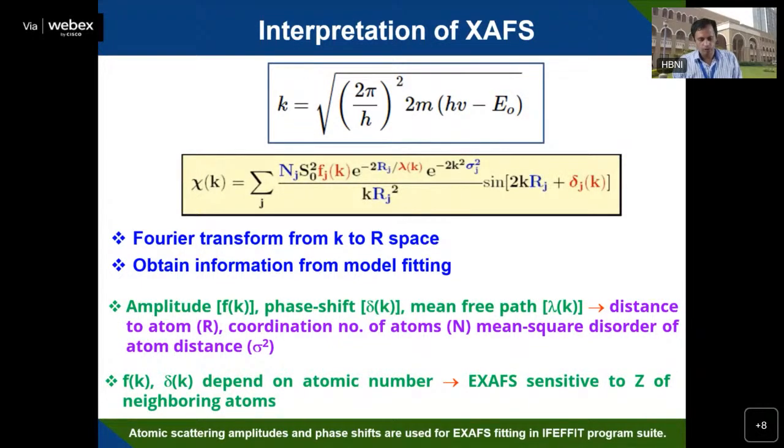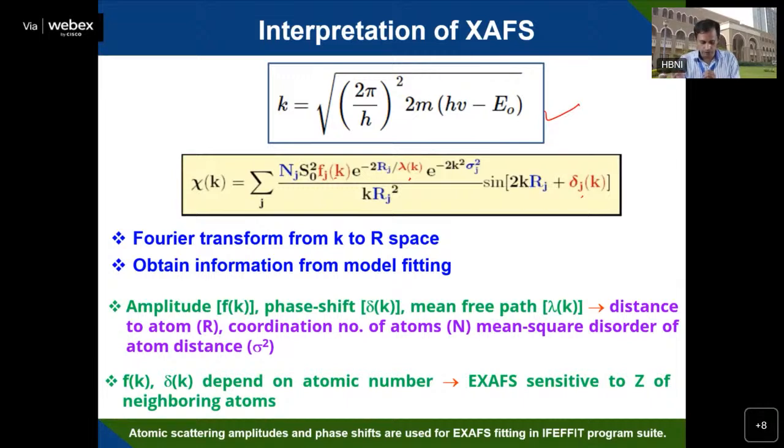To interpret the XAFS analysis is much more difficult than XANES. Here the wave vector k equation is this, and it expresses a phase relation of this type. The f(k) and delta(k) are dependent on atomic number and sensitive to the Z of the neighboring atom, since it is a direct interaction between one atom and the nearby atom. So f and delta depend on the atomic numbers as well as being sensitive to the Z value of the nearest neighbor. For example, copper and nickel, or copper and palladium.